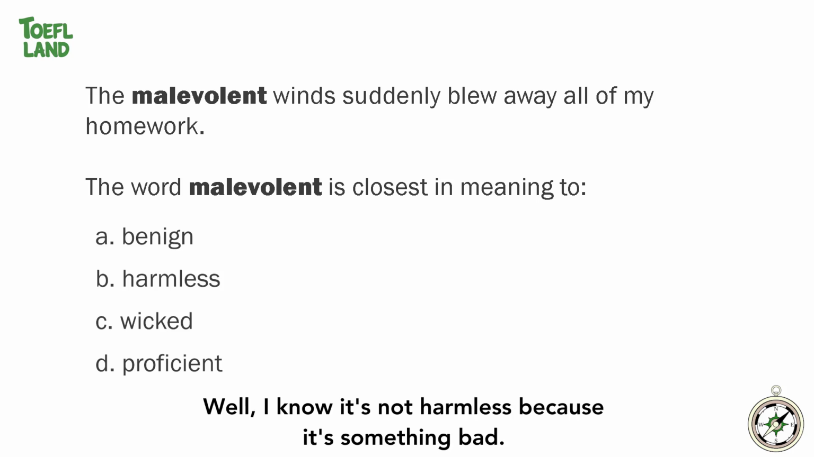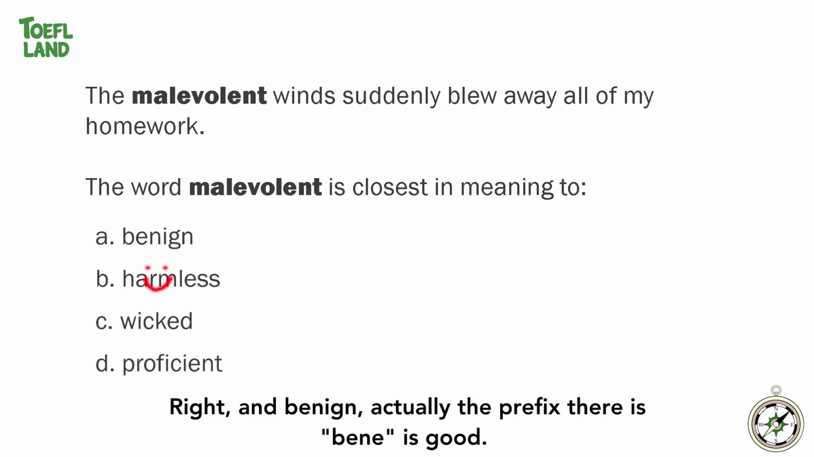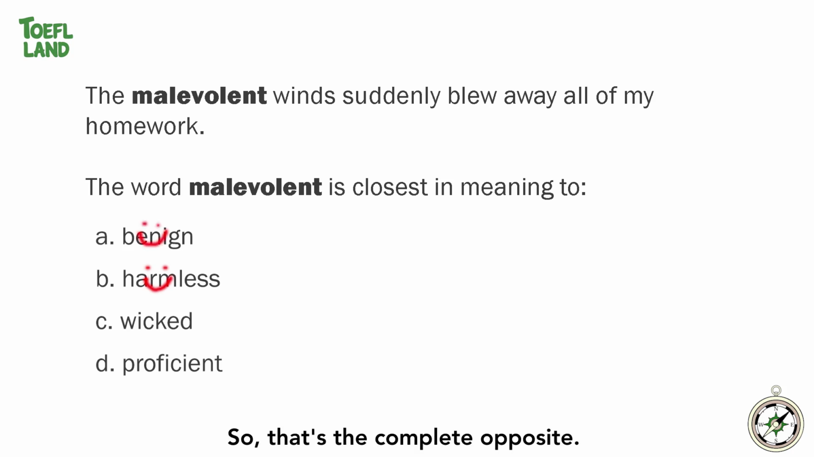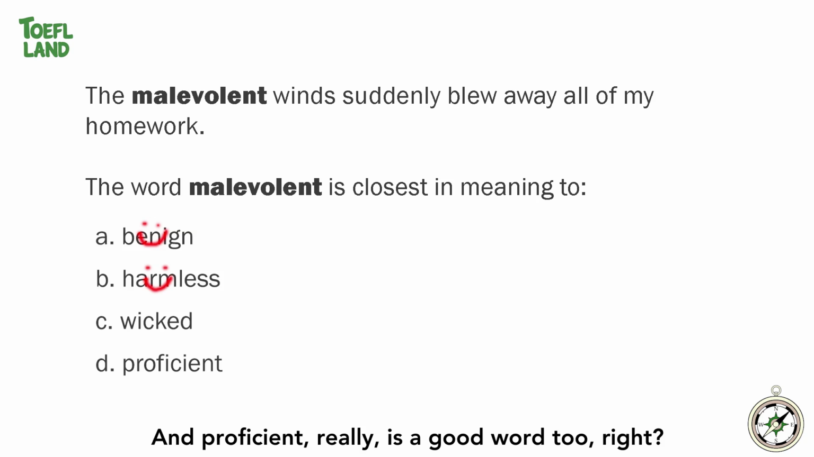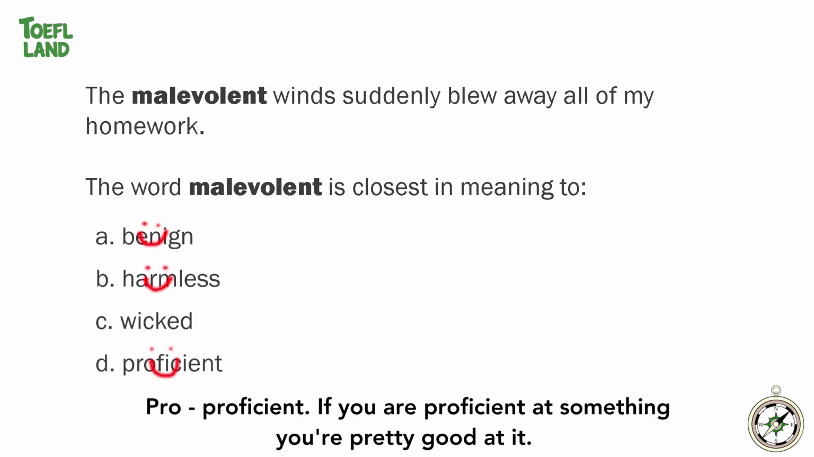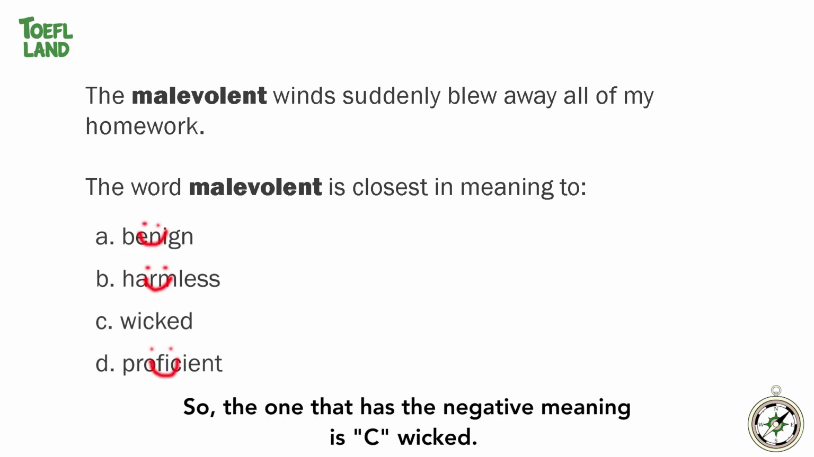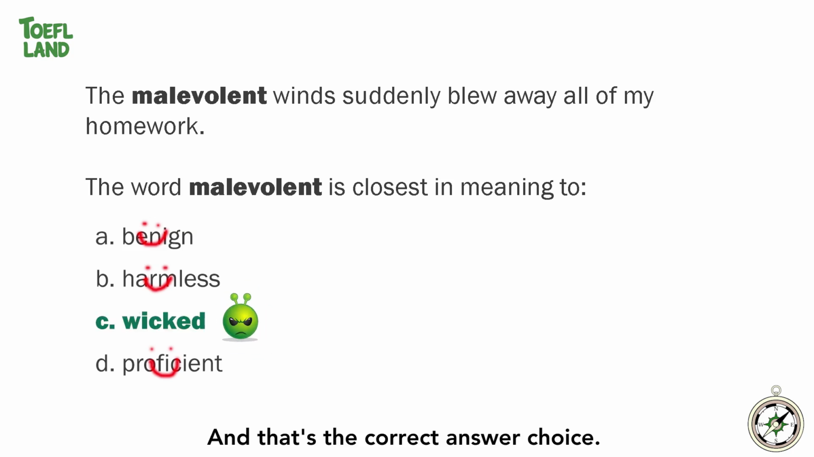Well, I know it's not harmless because it's something bad, right? And benign, actually the prefix there, B-E-N-E, is good. So that's the complete opposite. And proficient really is a good word too, right? P-R-O, proficient. If you're proficient at something, you're pretty good at it. So the one that has the negative meaning is C, wicked. And that's the correct answer choice.